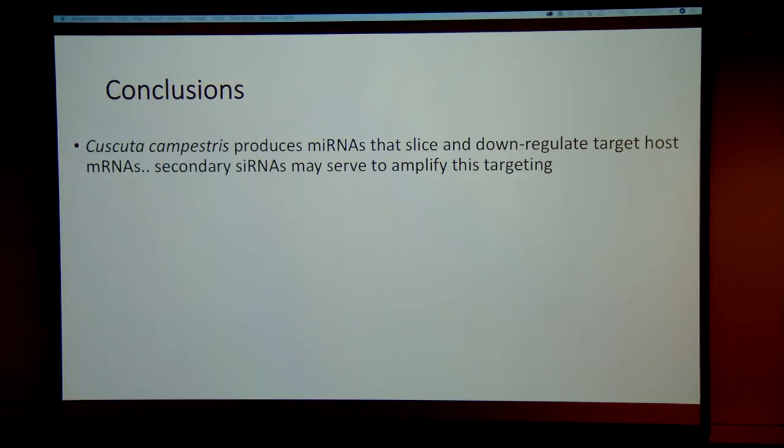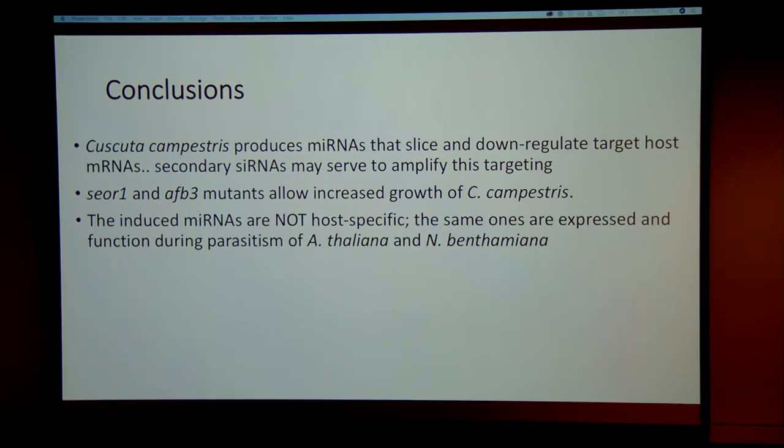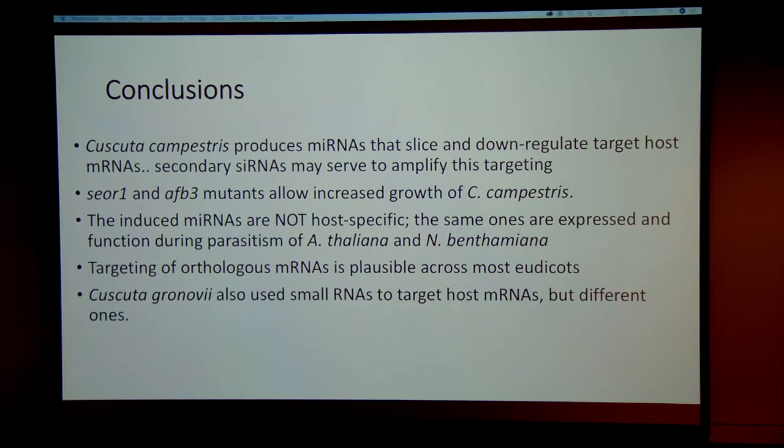So the end part of the Cuscuta story, I think we've shown that these microRNAs go in and target host messenger RNAs. The secondary siRNAs probably serve to amplify it. At least 2 of the handful of targets that we've tested so far in Arabidopsis have a clear effect in restricting Cuscuta growth, because when we make the mutants, Cuscuta grows more. The induction is not host specific. Basically the same microRNAs are expressed on at least 2 different hosts. We think it's probably plausible across the host range.